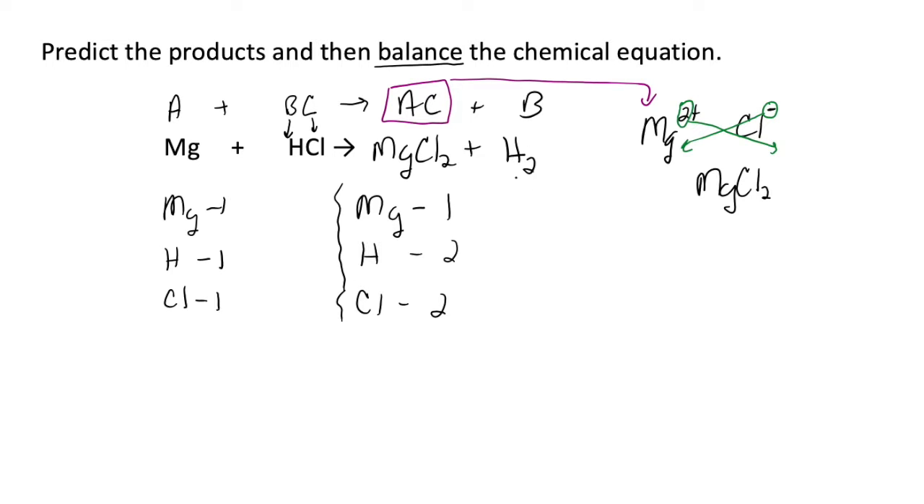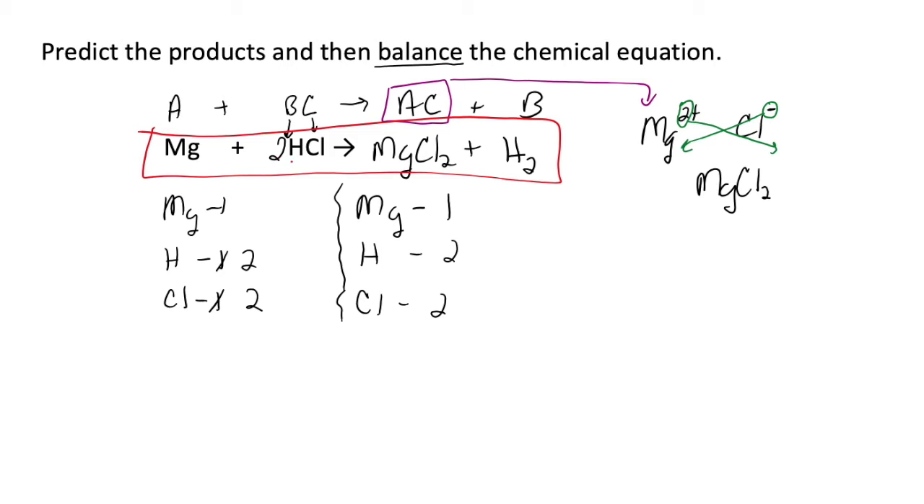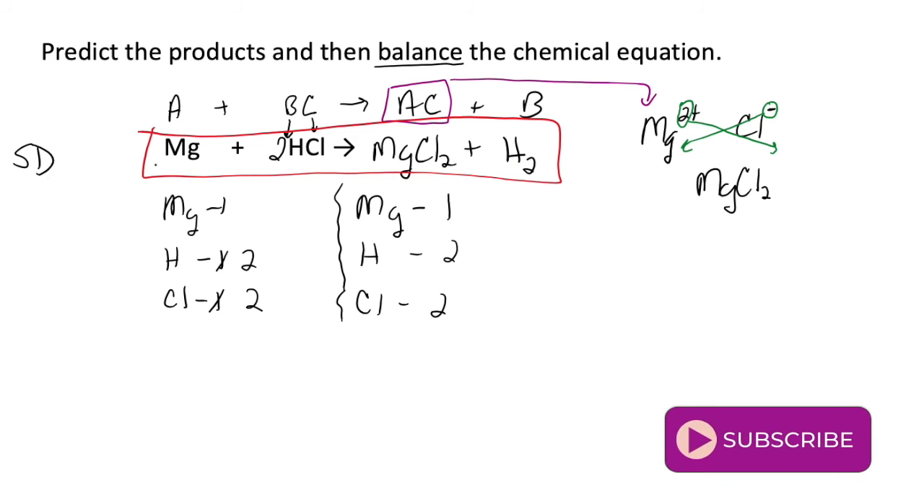In order to balance my hydrogens on my reactant side, I am going to add a 2 in front of hydrogen chloride and then recount. So I still have 1 magnesium. Now I have 2 hydrogens and now I have 2 chlorines. And if I check this side, my products, then I see that everything is balanced out. So the answer for this one is magnesium plus 2 hydrogen chlorides will yield magnesium chloride plus hydrogen. And recall this is a single displacement reaction.